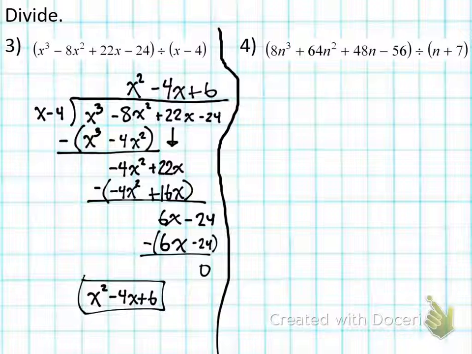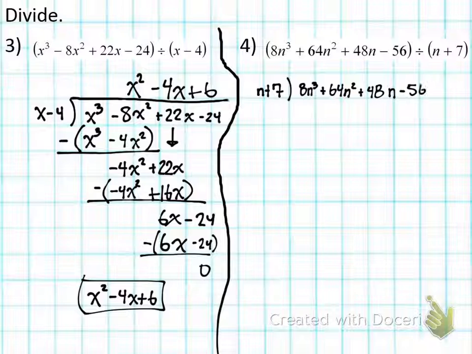8n cubed plus 64n squared plus 48n minus 56, divided by n plus 7. Okay?